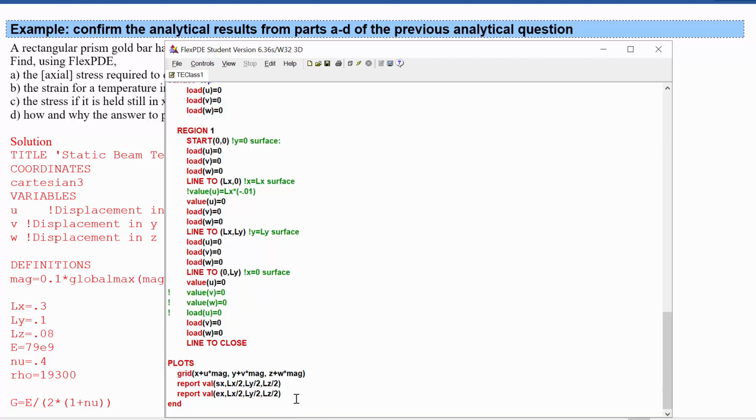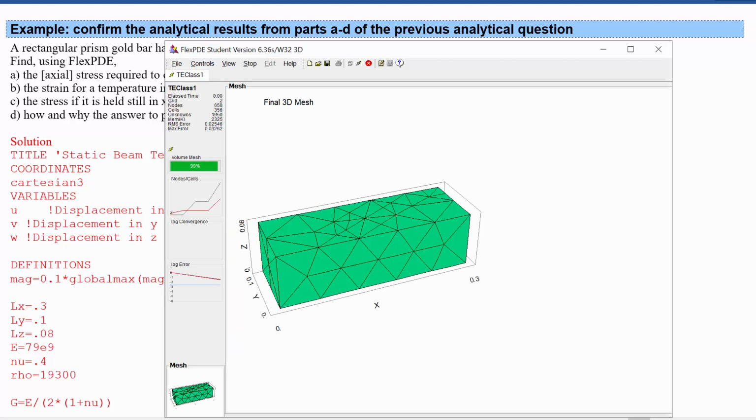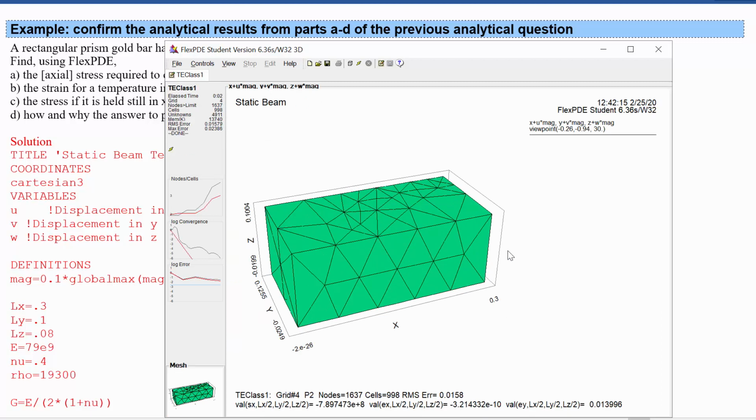We can look at what those strains are by reporting this. We said earlier that we expect about a 1.4% strain in Y and Z. Let's check how that works. Yeah, 1.4%. The 1% from the temperature increase that happens in Y and Z, not just in X, and then the 0.4% that happens from this compressive stress translating to Y and Z through the Poisson's ratio.